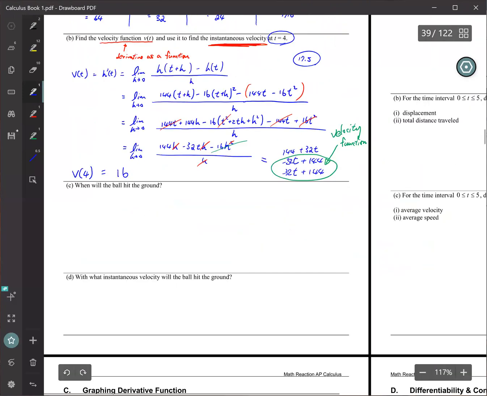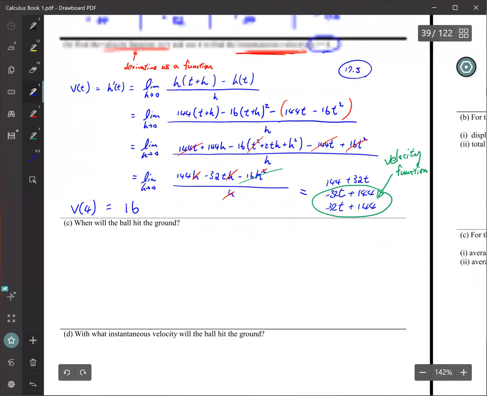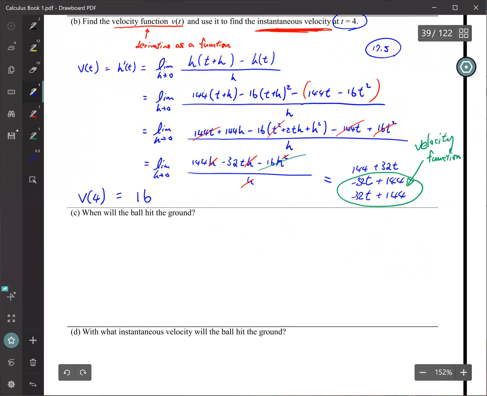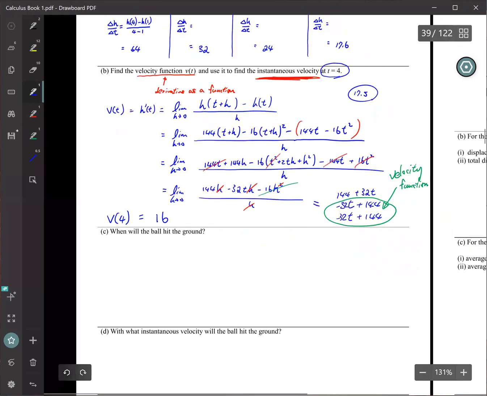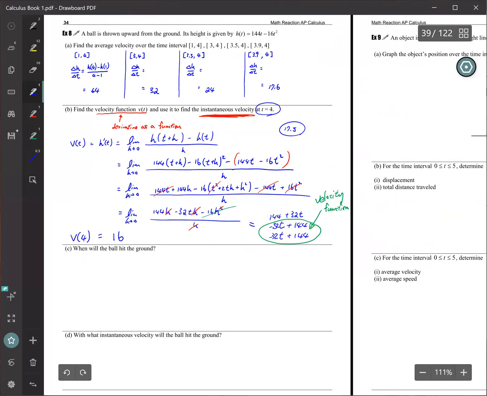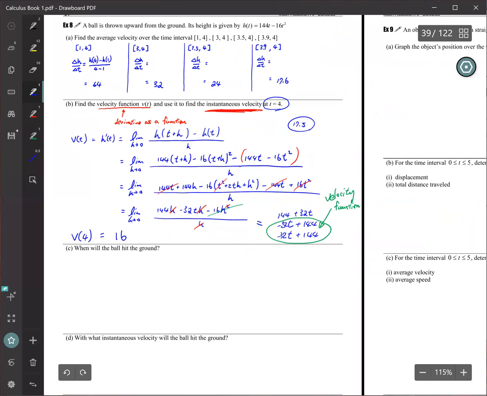Okay. All right. So let's look at question C now. C is something a little bit new. Ask a little bit more. When will the ball hit the ground? Okay. I would like you to think for a moment. How can we find that? When will the ball hit the ground? So it's asking when, right? So it's about time. Find the time the ball hit the ground.